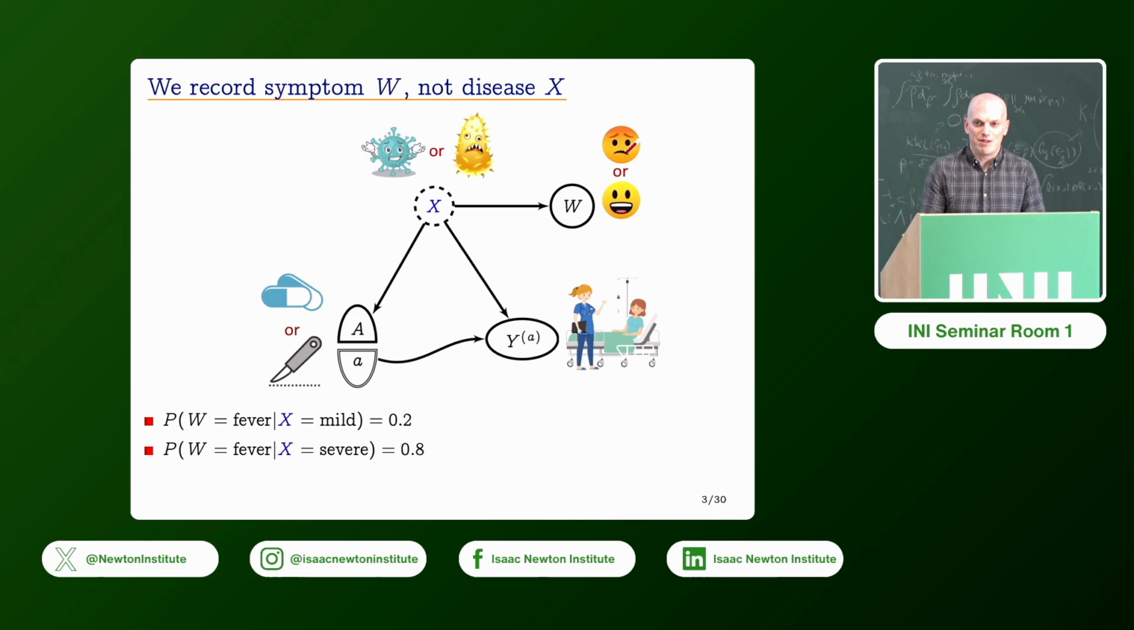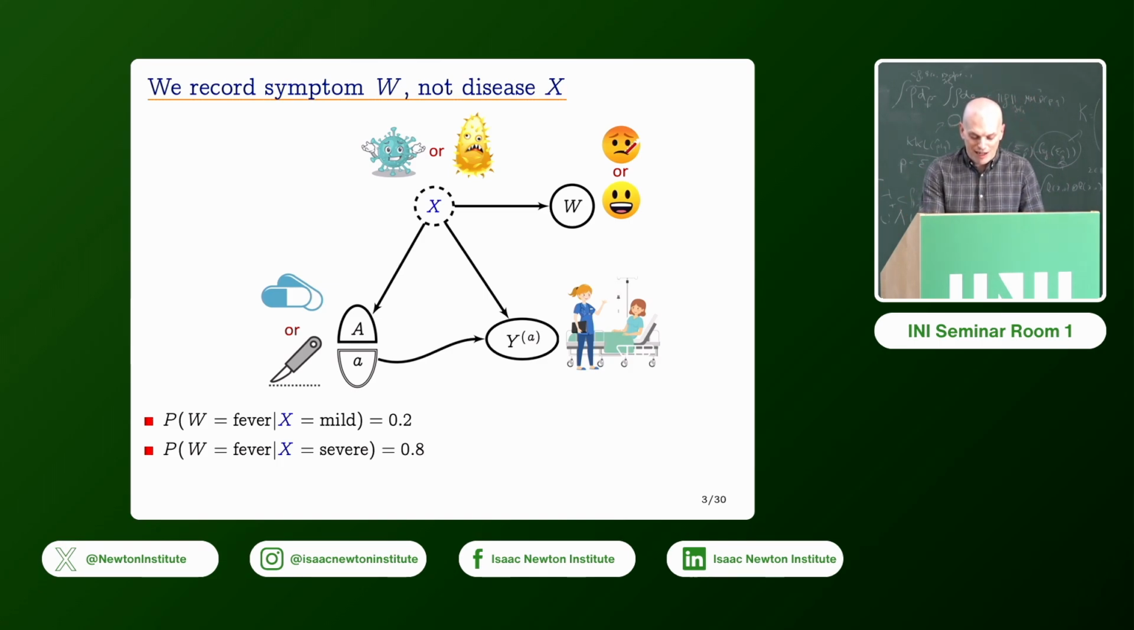Let's say that in our hospital, our doctors don't record all of the details of the disease that they're observing, but they just instead record partial information. So in this case, they record whether the patient has a fever or not. That's all that they record. But the fever is highly correlated with this X. So probability of fever given mild is 0.2, fever given severe is 0.8. So it's not a perfect link, but it's a pretty close link.